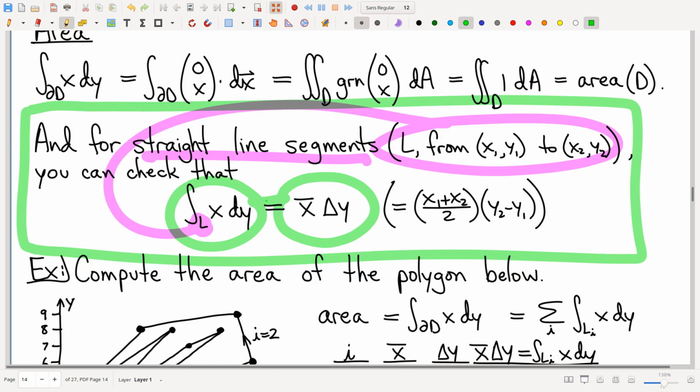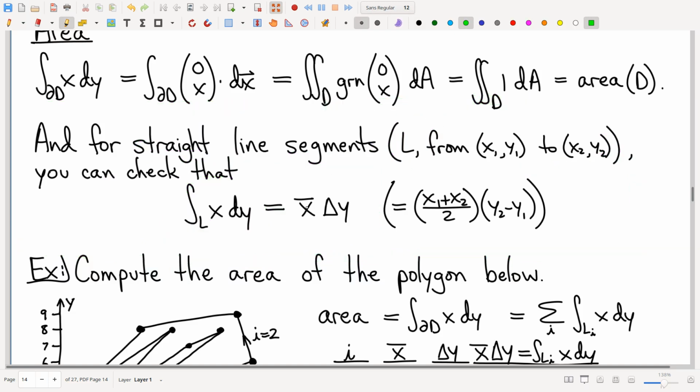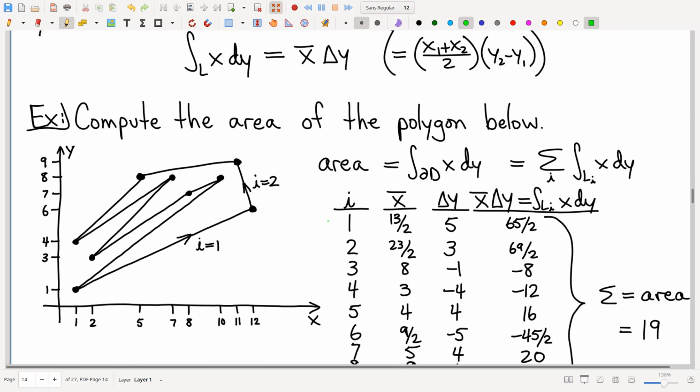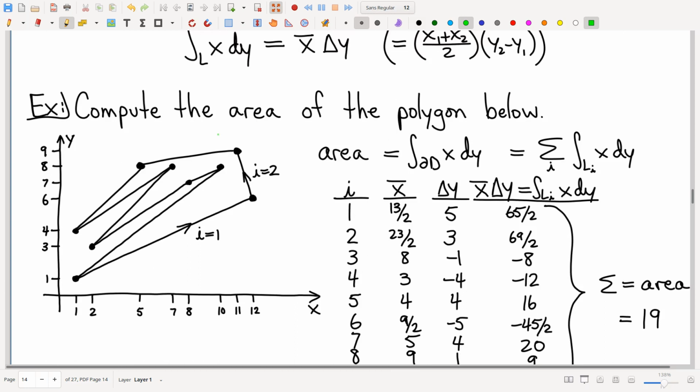So altogether, we can put these together, and specifically, we're going to apply that in just a second to compute this area down here, the area of this monstrosity. What an ugly thing, right? And how would you normally compute this area? If this were a high school geometry class, how would you compute this area?